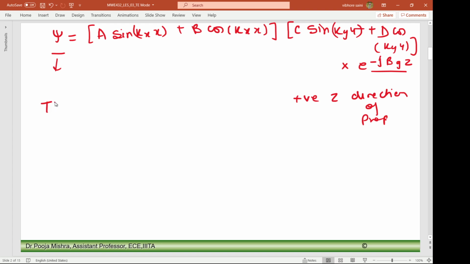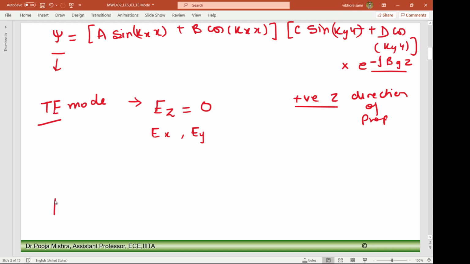Now see what is TE mode. In TE mode, electric field is transverse to the direction of propagation. So if positive z is the direction of propagation, there will not be any z component of electric field in z direction. Okay, so there will only be x and y components of electric field which will exist in TE mode.